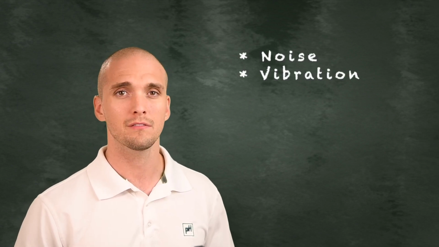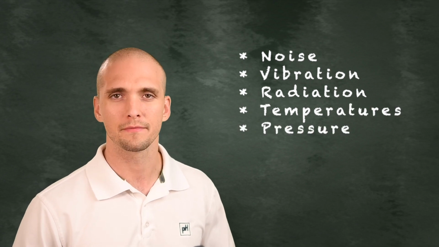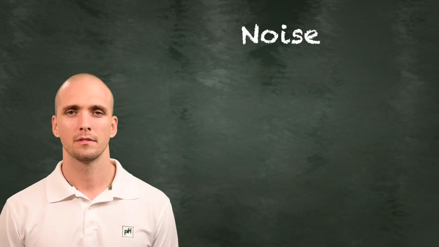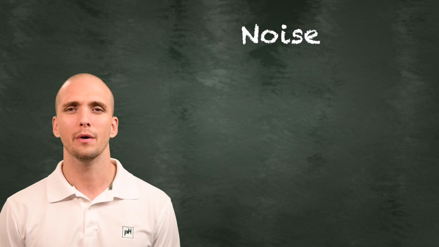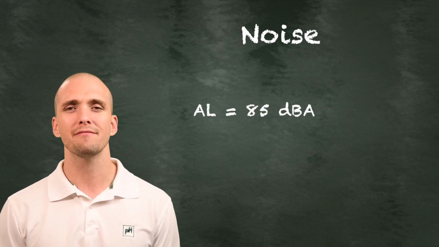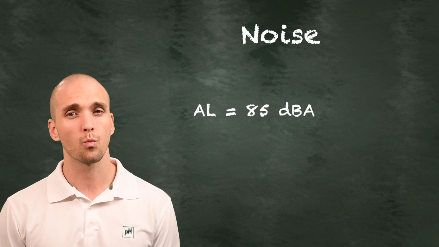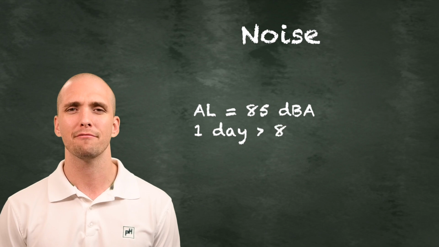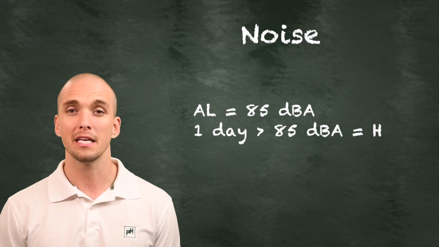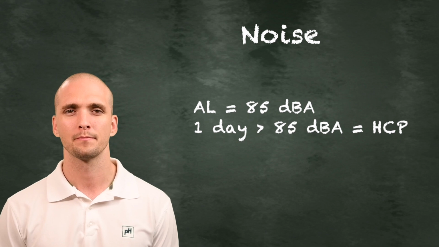Physical hazards include noise, vibration, radiation, extreme temperatures, and extreme pressure. Noise exposures also follow a TWA threshold. The action level for noise is 85 decibels on an A-weighted scale. If a worker is exposed to just 1 day above a time-weighted average of 85 dB, it is a requirement that they be included in a hearing conservation program.